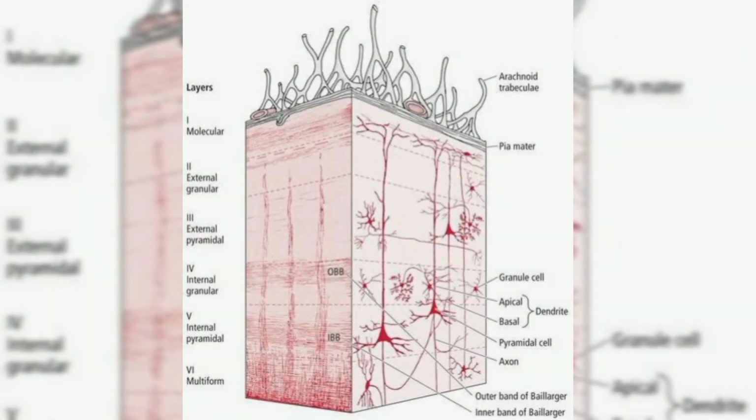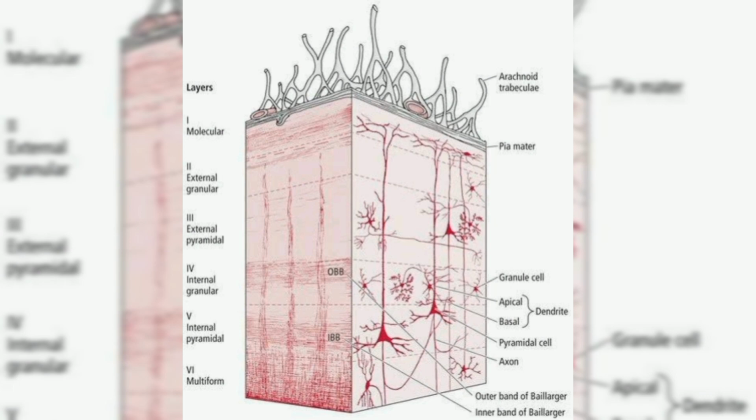So this is the diagram which shows the layers. Number one layer is the molecular, second is the external granular, third is the external pyramidal, fourth is the internal granular, fifth is the internal pyramidal, and the sixth is the multiform, which contains the pia mater, granule cell, apical and basal dendrites, the pyramidal cell axon, and the outer band of Baillarger and inner band of Baillarger.